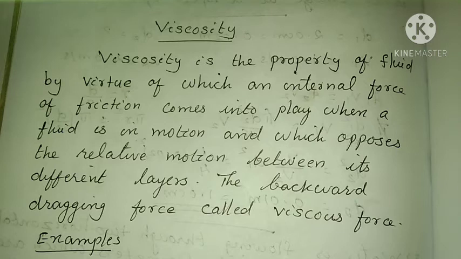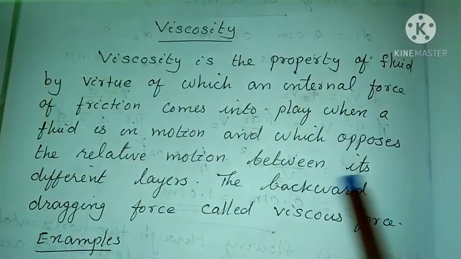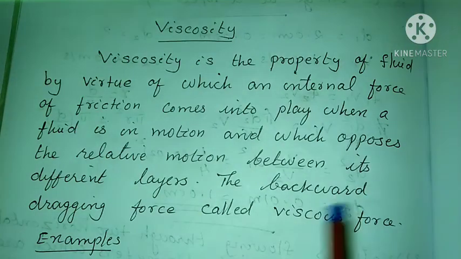Next topic we are going to study is viscosity. You know that most of the fluids have some resistance to motion. This resistance to fluid motion is called viscosity. This force exists when there is relative motion between the layers of the liquid. So we can define viscosity as the property of fluid by virtue of which an internal force of friction comes into play when a fluid is in motion and which opposes the relative motion between its different layers. The backward dragging force is called viscous force.